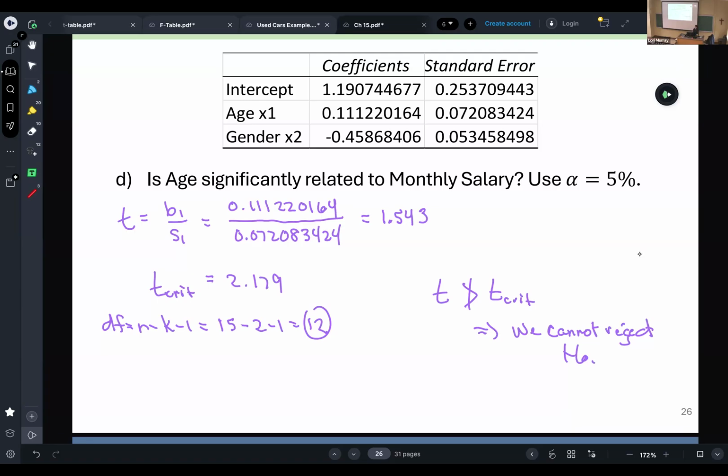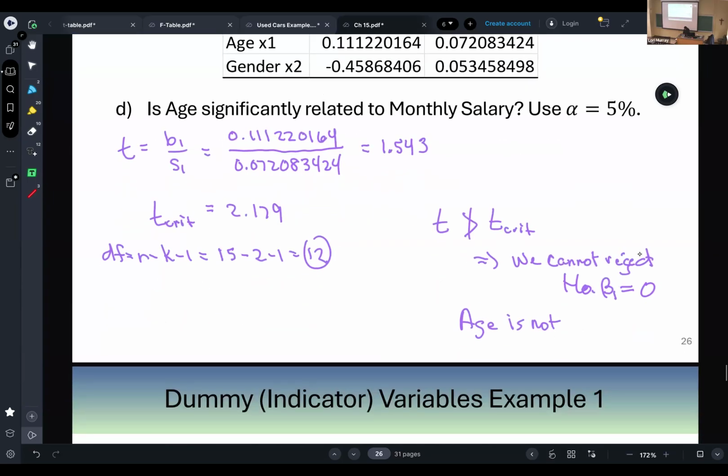It doesn't matter how old you are. We would want to collect more data: their experience, their education, time at the company and all that, right? But in this case right now, for age, we cannot reject that B1 equals 0. And so therefore age is not significantly related to salary. So we don't have any ageism happening.